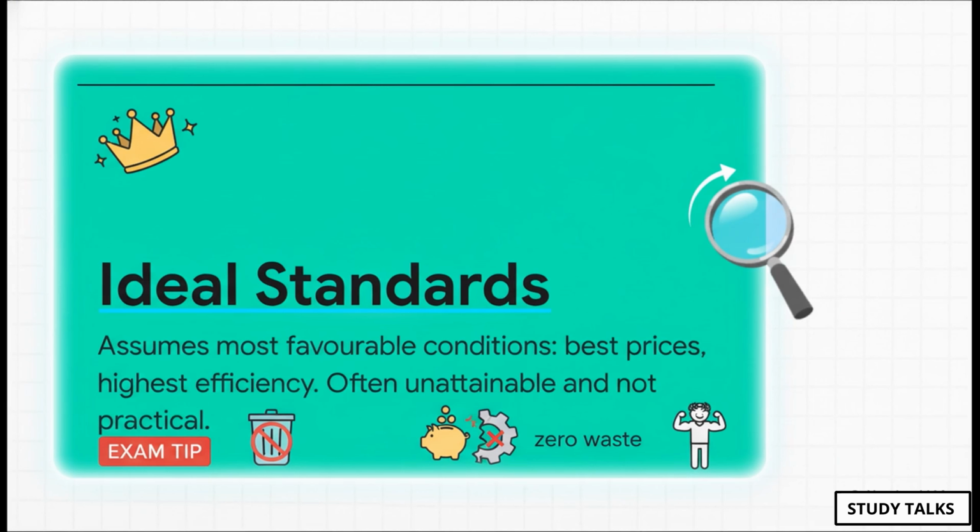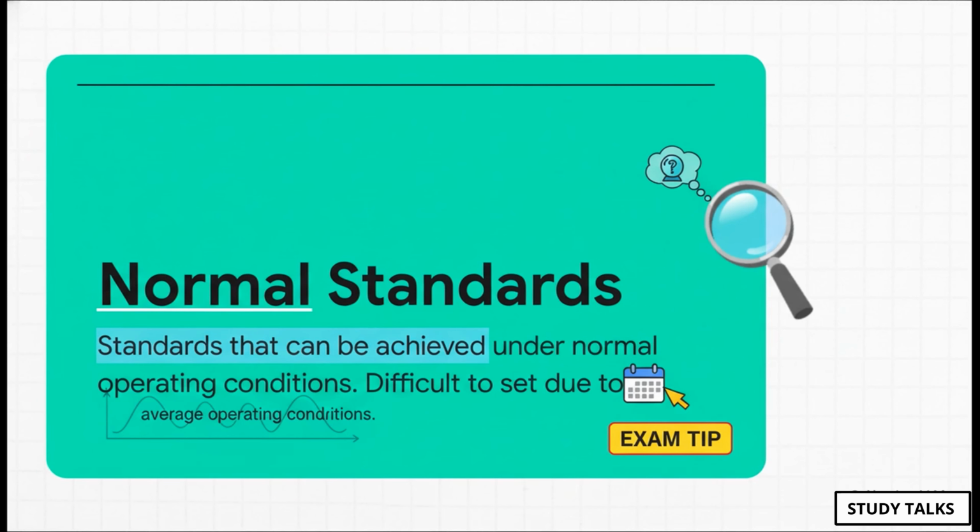The key thing to remember for your exam is that because these are pretty much impossible to achieve, they can be really demotivating. You'll almost always have bad variances, which makes them kind of useless for actual control. Next are normal standards. These are way more realistic. They're based on what you can achieve under, well, normal conditions.